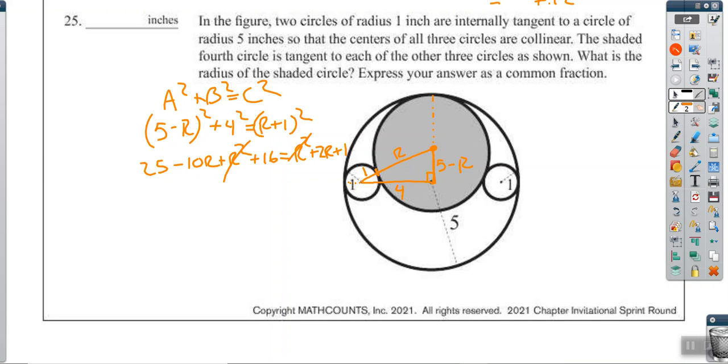All right, so these r squared, since they're on both sides of the equal sign, they'll cancel out. So we get negative 10r, I'm going to add 25 and 16, that's 41, is equal to 2r plus 1. All right, so now I'm going to add 10r to both sides. So I get 41 is equal to 12r plus 1. Subtract 1 from both sides, I get 40. Divide by 12, and so I get the radius is equal to, well, 4 goes into both of them, 10/3.